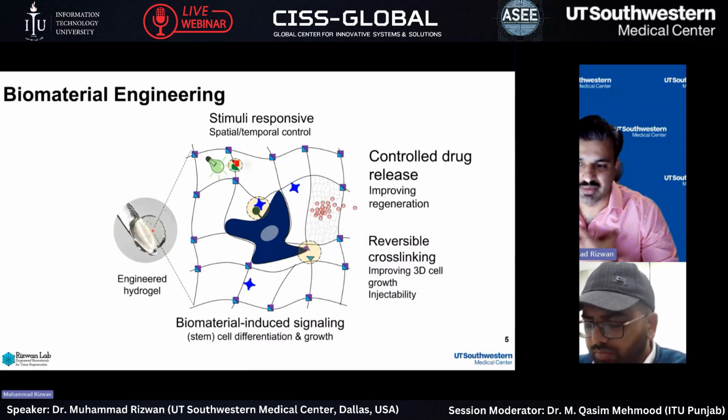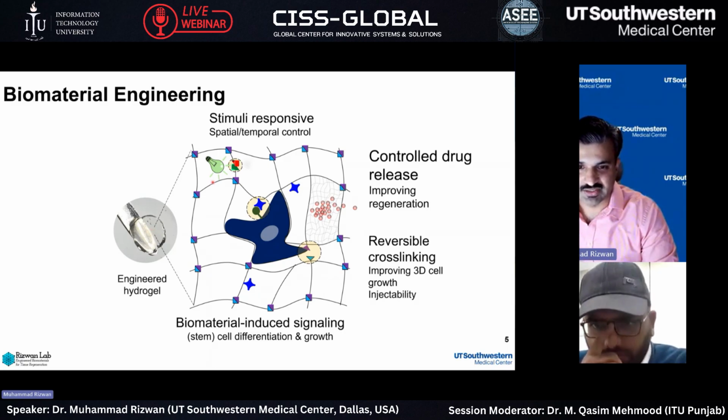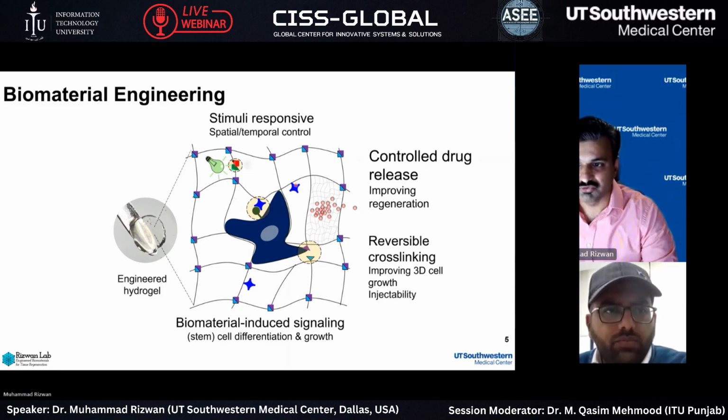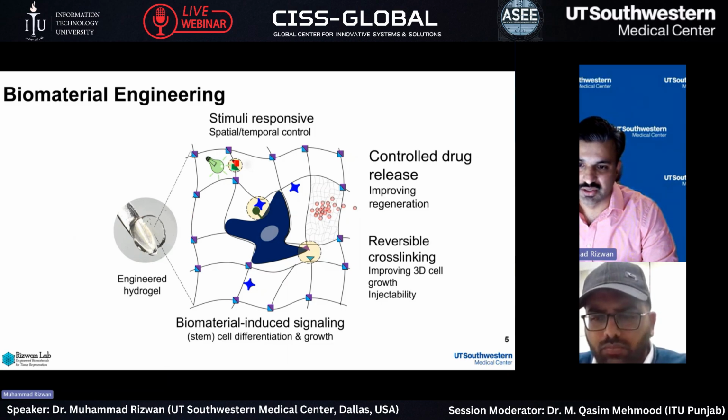So how I'm using my material science background is that we try to leverage the engineering principles and material science approaches to create these hydrophilic networks, and then we try to modify the properties of these hydrogels. For example, we can make them stimuli responsive so that they can respond to external light, and those light exposures can either degrade or improve the properties of these hydrogels. We can also encapsulate drugs in these biomaterials and release those drugs by tuning the meshwork or the architecture or the molecular composition of these biomaterials.